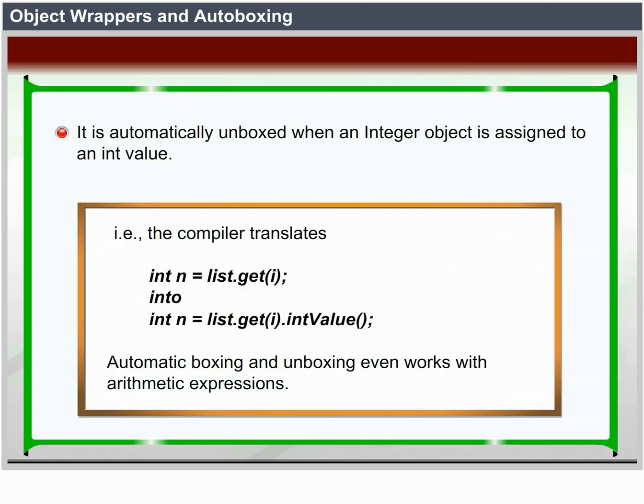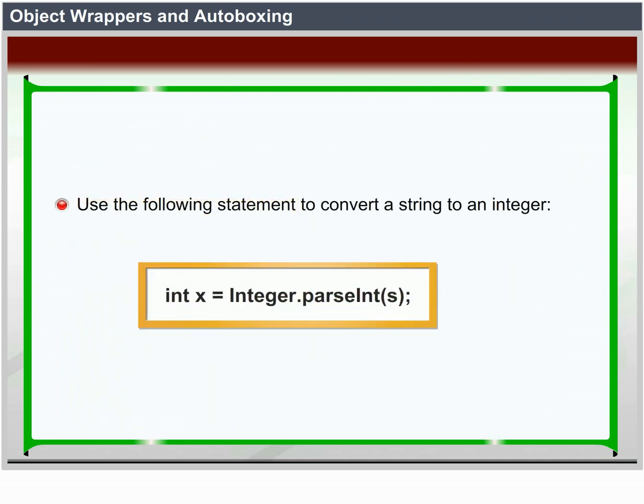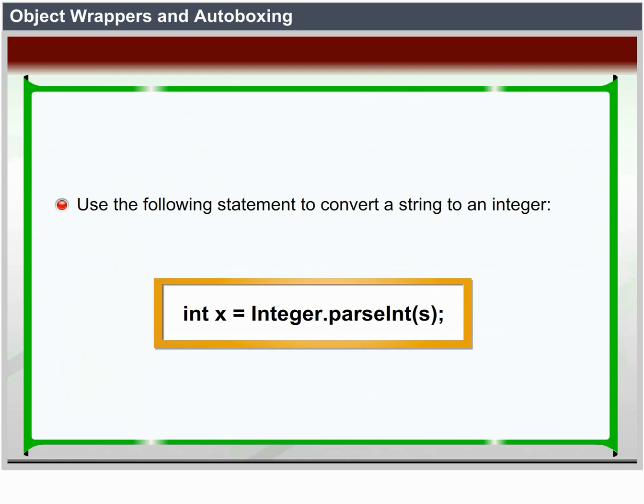It is automatically unboxed when an Integer object is assigned to an int value. That is, the compiler translates int n = list.get(i) into int n = list.get(i).intValue(). Automatic boxing and unboxing even works with arithmetic expressions. Use the following statement to convert a string to an integer: Integer x = Integer.parseInt(s).